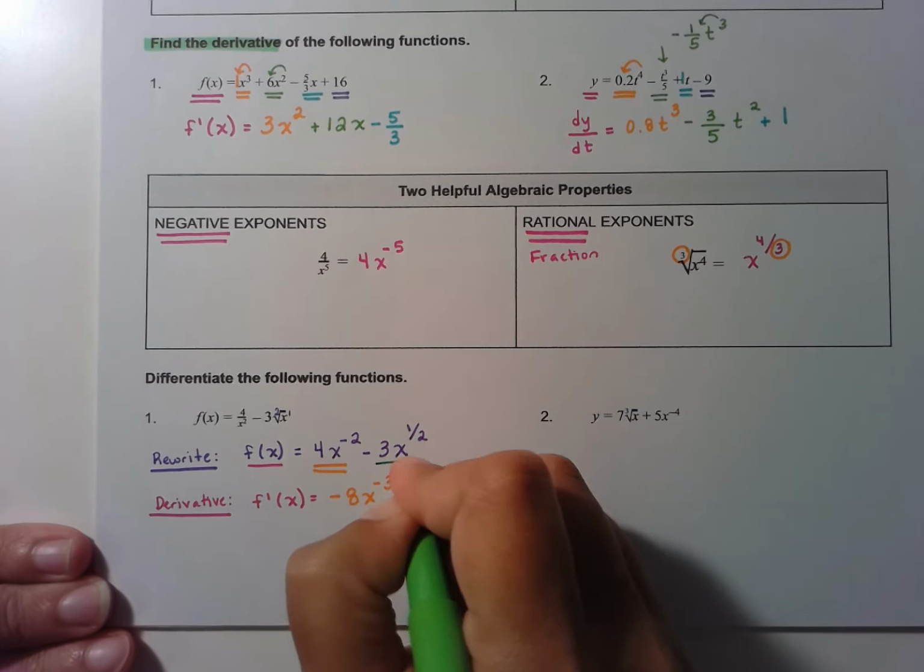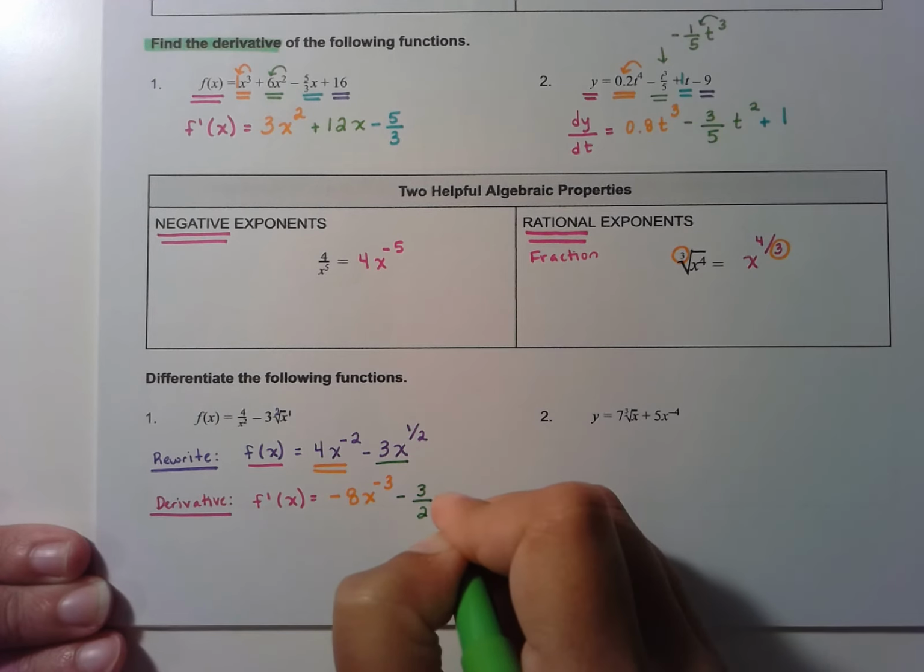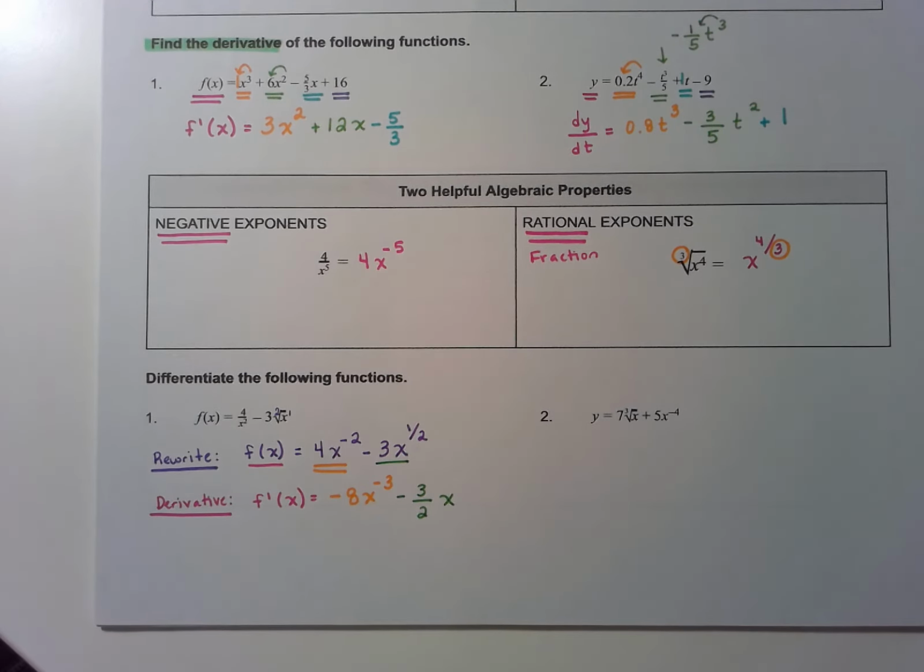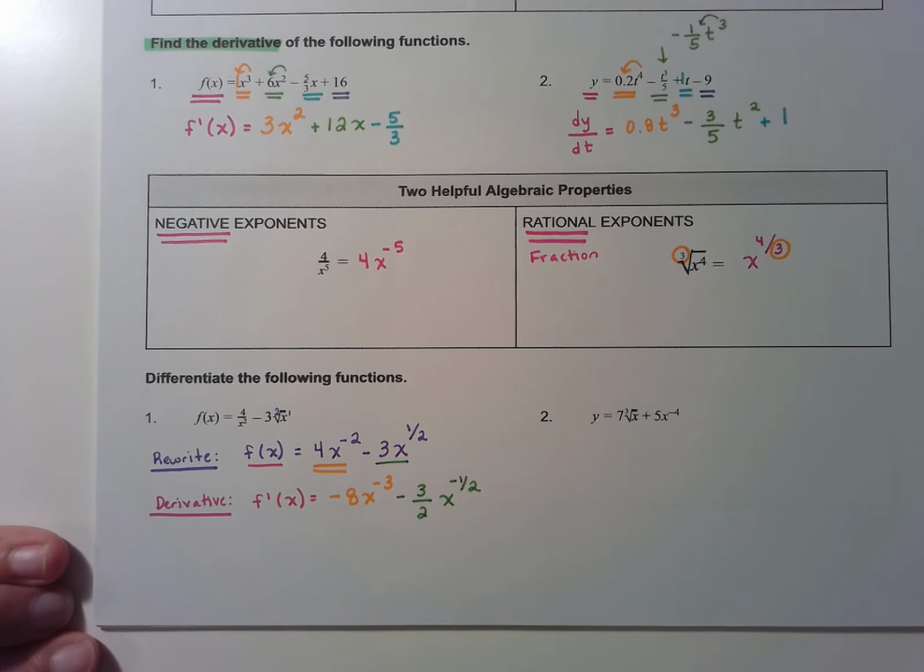And then the derivative of 3x to the 1/2 would be minus 3 over 2 x to the, now 1/2 minus 1 would be negative 1/2. And that would be your final answer.